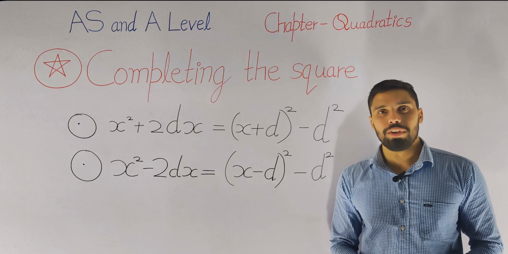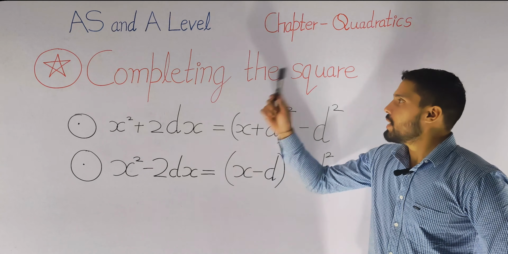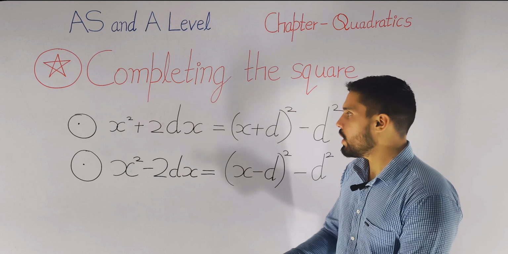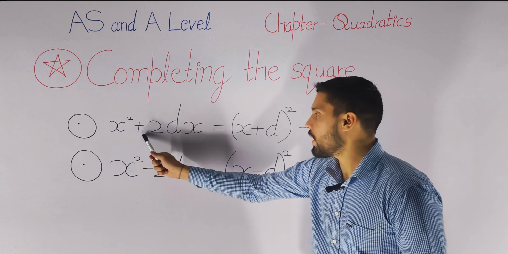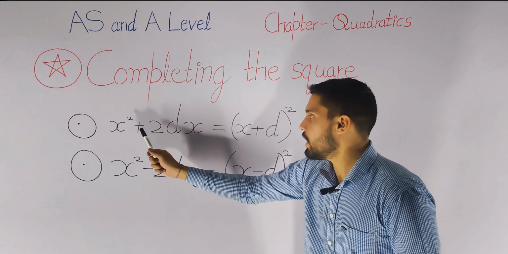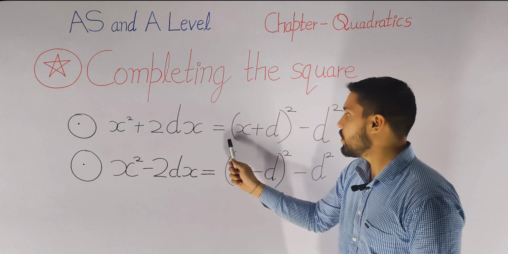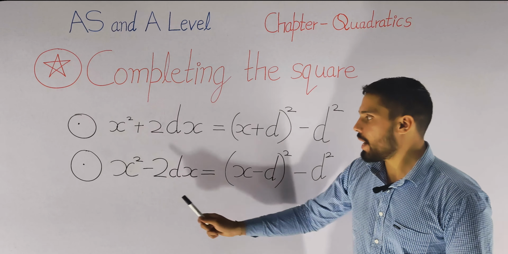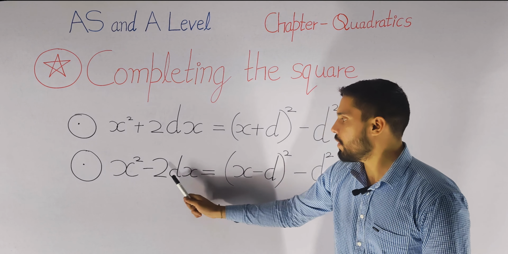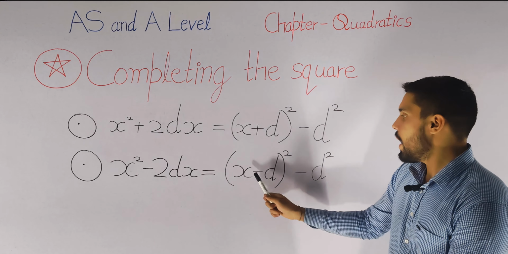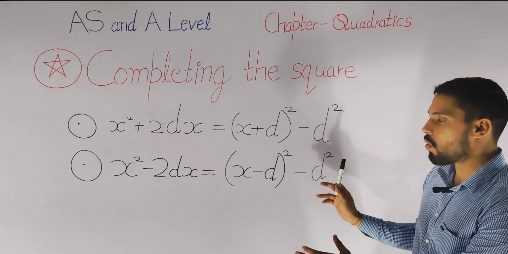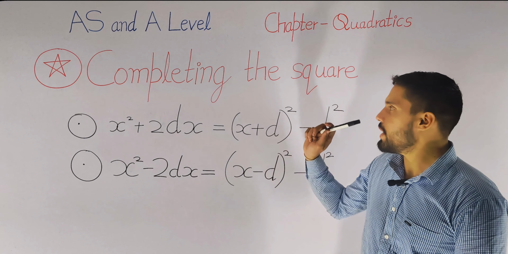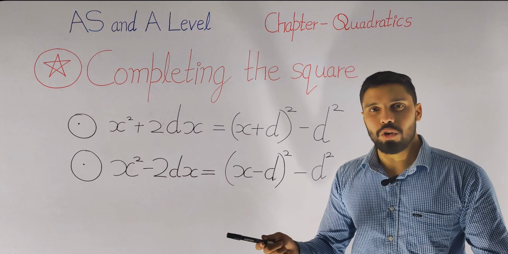Another way of solving quadratic equations is the completing the square method. In this method, we will convert quadratic expressions like x square plus 2dx into (x plus d) whole square negative d square, and x square negative 2dx into (x negative d) whole square negative d square. Don't memorize this. We will understand this concept from questions.